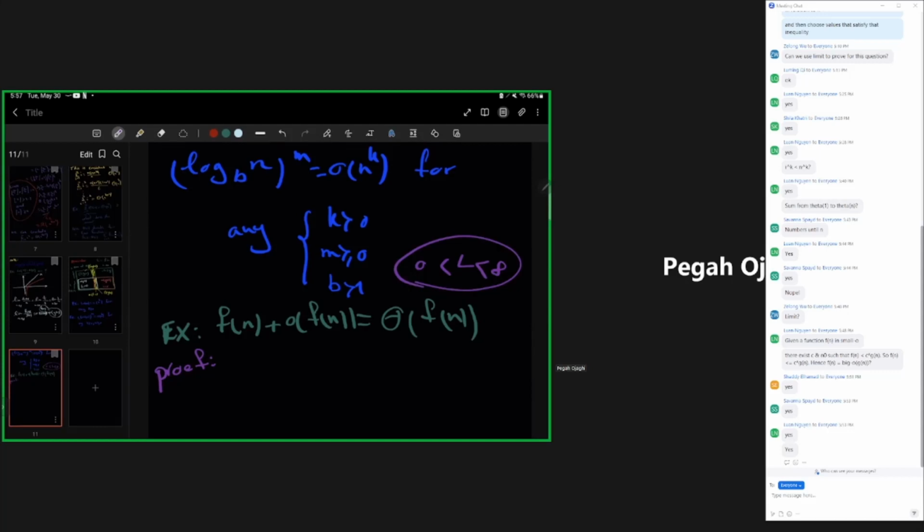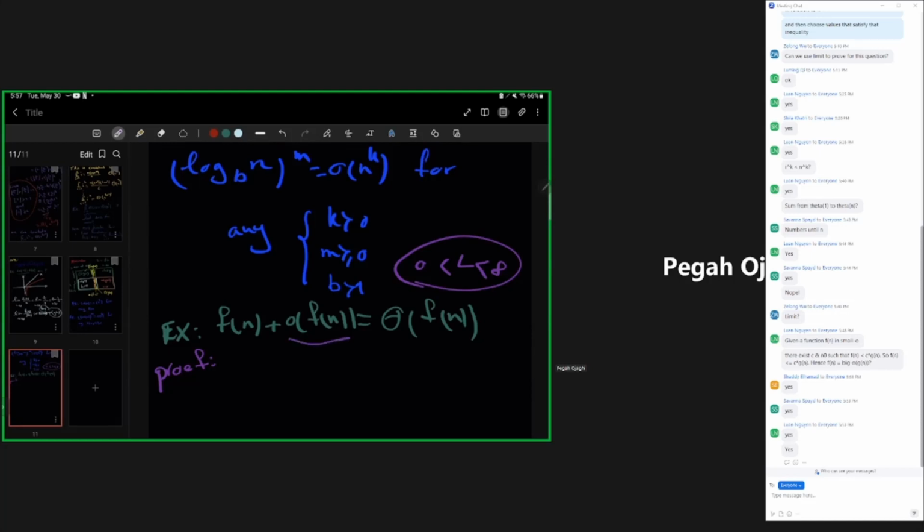Because if it's equal to 0, it means that this is a small o. If it's equal to infinity, it means it's big O. But if I show it's in the middle, it already shows. I just need to show it's in the middle. It's not 0, it's not infinity. So how can I show that?